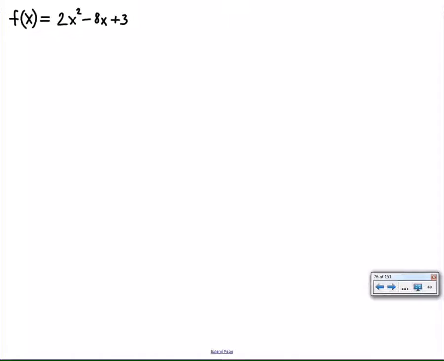Hello, in today's video lesson we are going to analyze quadratic functions when they're written in standard form. This is going to cover a complete analysis except for the x-intercepts. We're going to work on that later. We've got a few more skills to pick up.